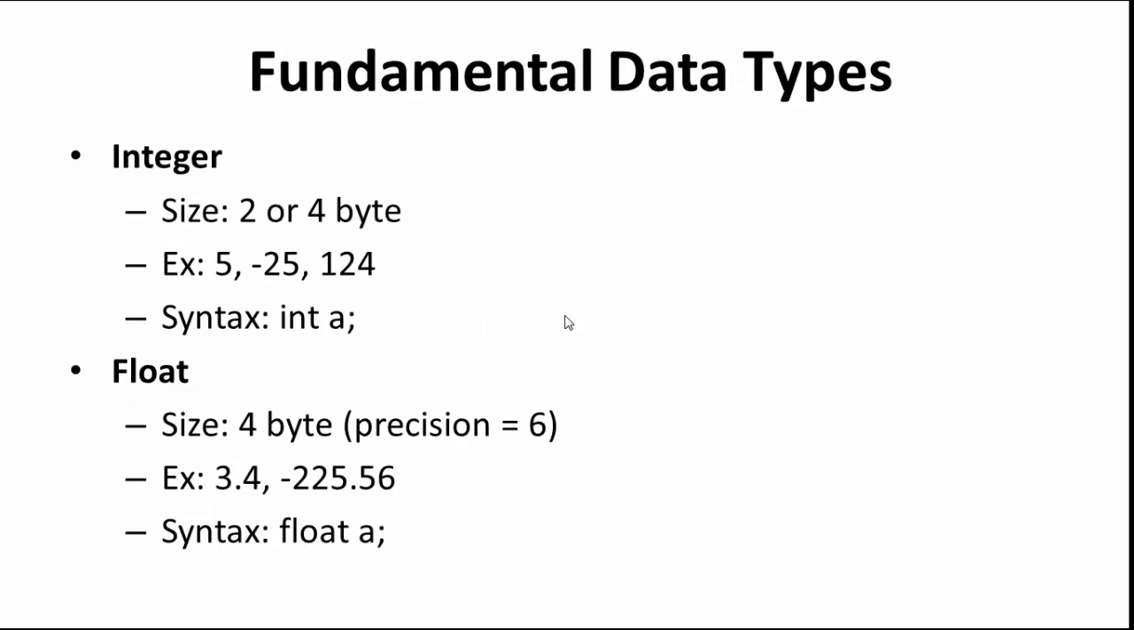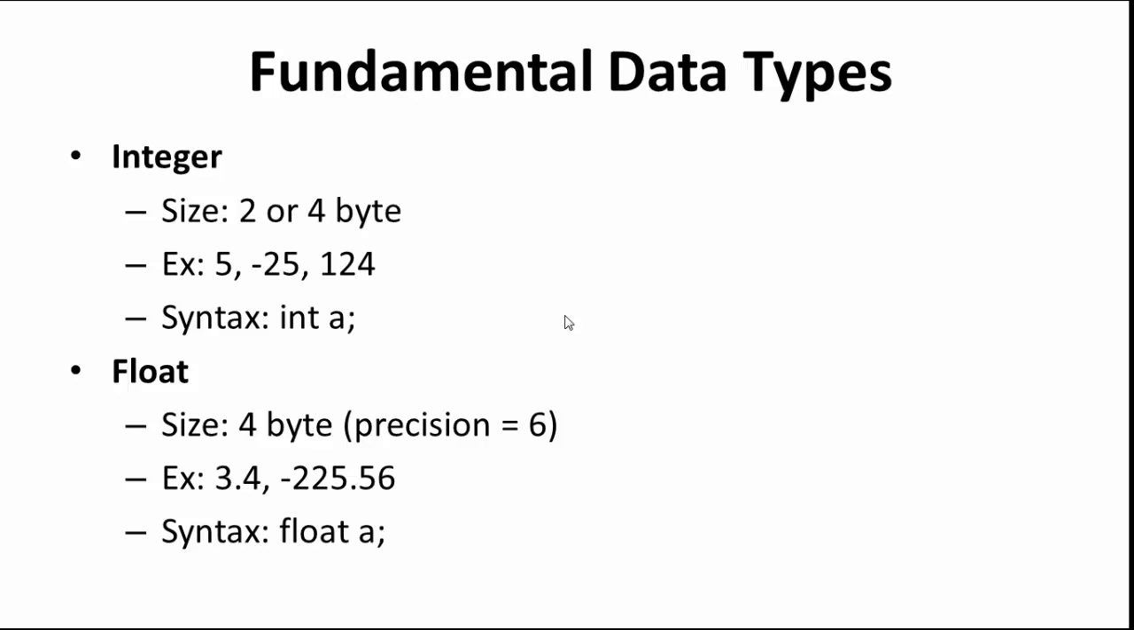Integer data type. Its size is 2 bytes or 4 bytes. It depends upon the compiler. For example, if we are using any old compiler like Turbo C, then size will be 2 bytes, and for any modern compiler like GCC, the size will be 4 bytes. Integer type of variable are used to store numeric values like 5, minus 25, 124, etc. For declaring an integer type of variable, we write int keyword and then name of the variable.